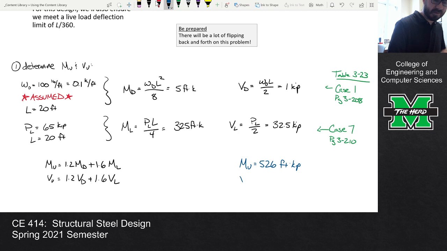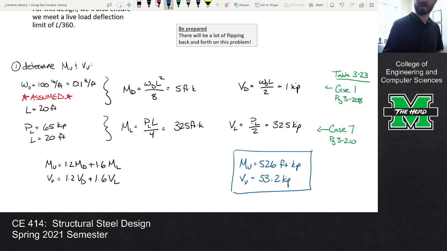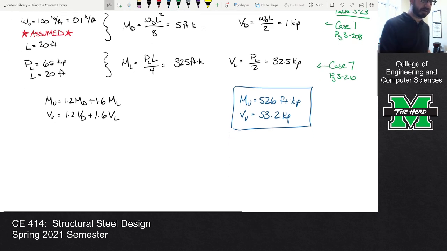And we get that VU is 53.2. Again, shear probably won't matter, but might as well do the calc just so that we have it. So there's our results from step 1. We have our factored moment, factored shear. I think by now that should be pretty straightforward. Next up, we ought to do the deflection check.